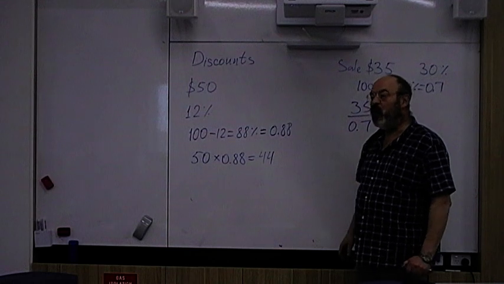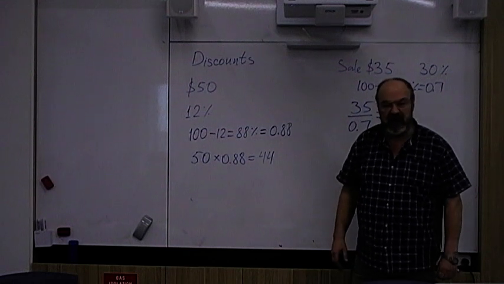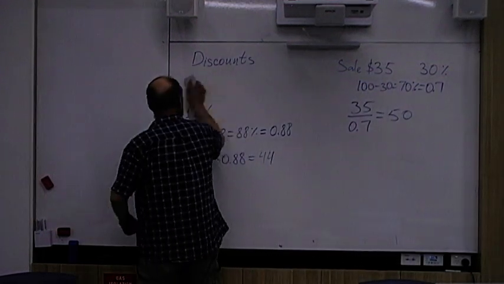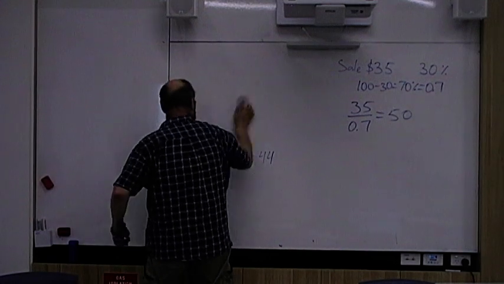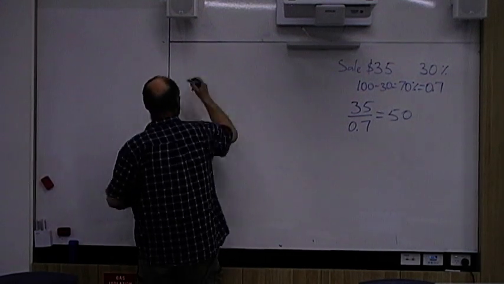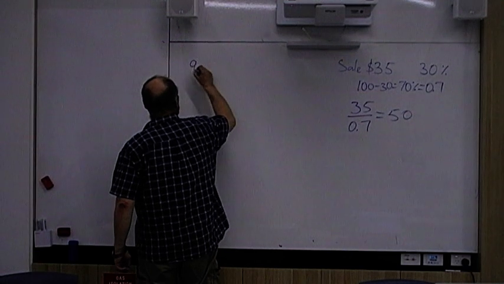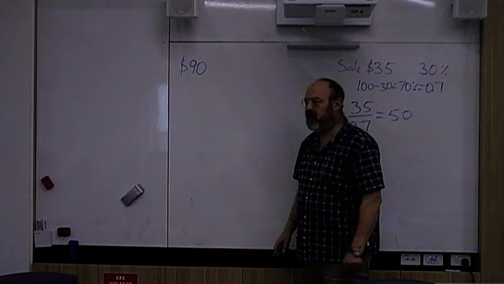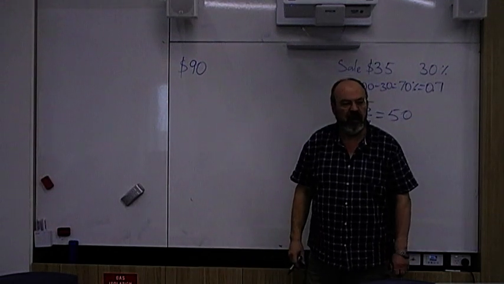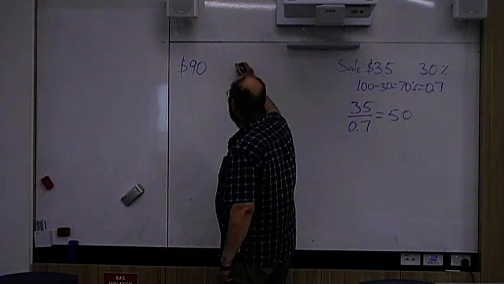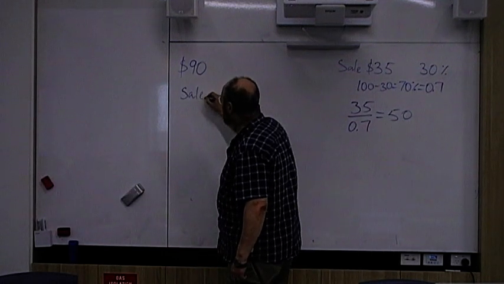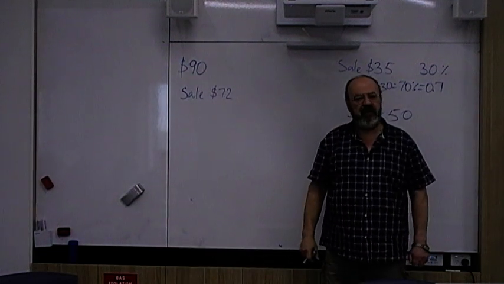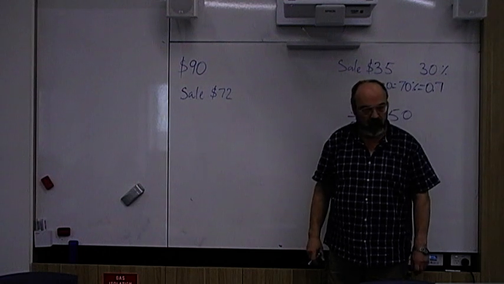Now, one more thing, find the percentage discount. So, if we know that some item before the sale was $90, and during the sale it sold for $72. On sale, $72. The question is, what is the percentage discount?